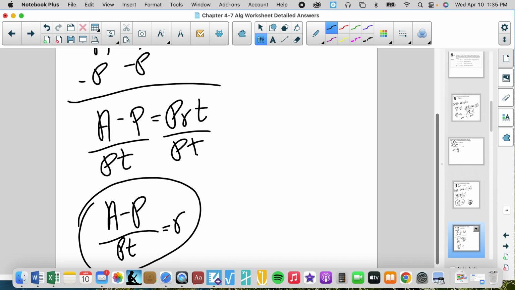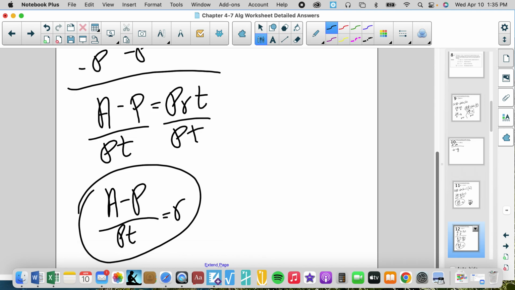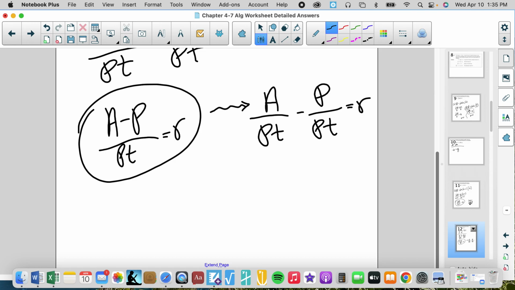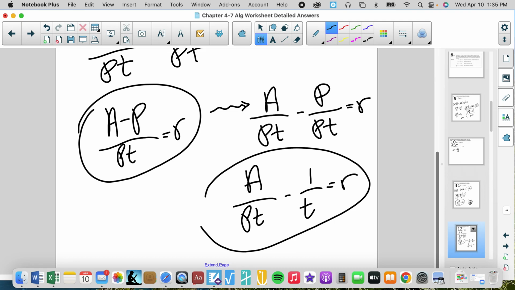That's acceptable. Even though you have a p in the numerator and a p in the denominator, we cannot cancel that. We could, so we could do this. We could write a over pt minus p over pt equals r, and we could simplify that to a over pt minus 1 over t equals r. That's the only other answer.